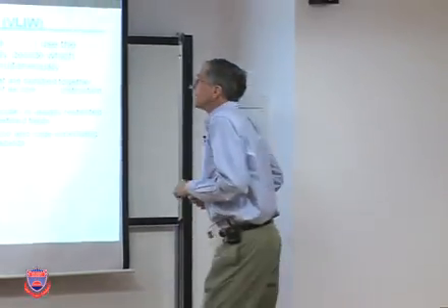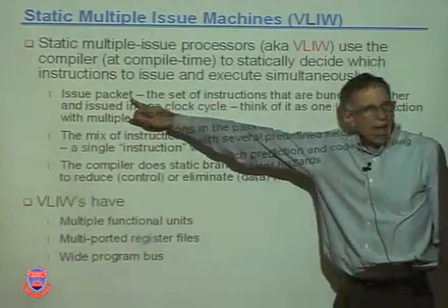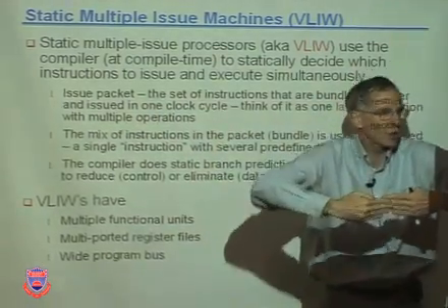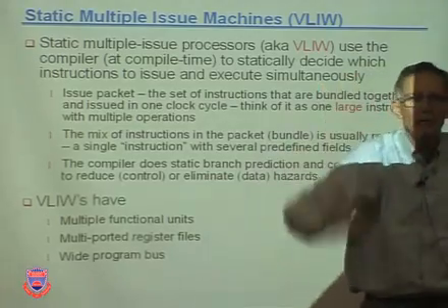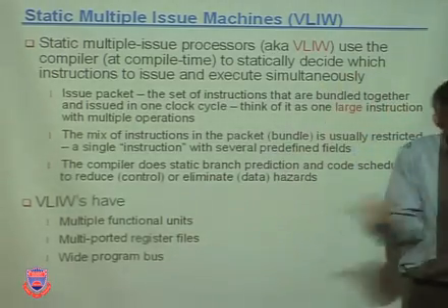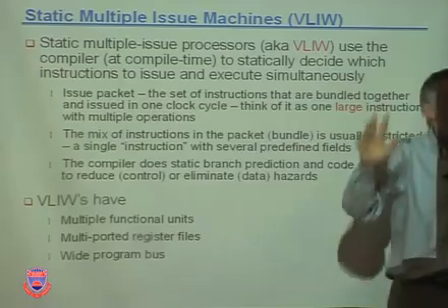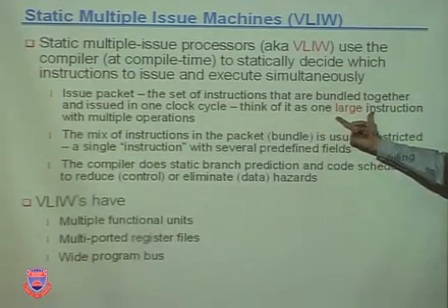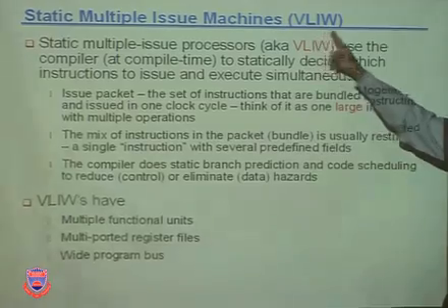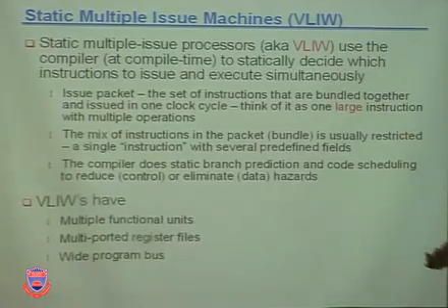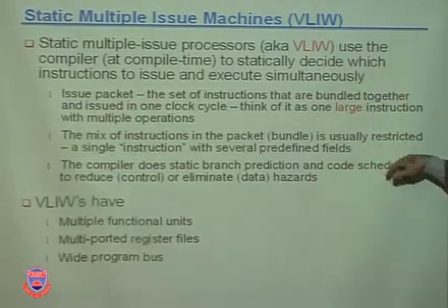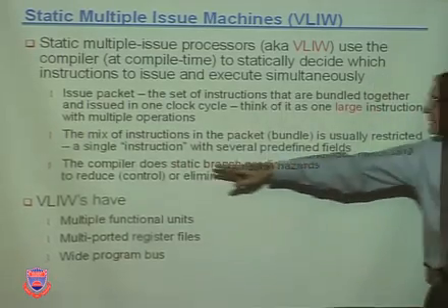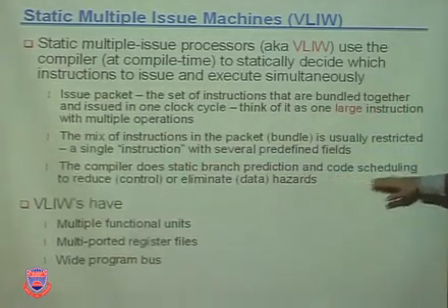So this is called an issue packet. This is the set of instructions that are bundled together in a group. You guys can run together. We've got hardware for you, and you don't have any dependencies that cause troubles. You can run together in a single clock cycle. Think of it as one large instruction. That's why they call this very long instruction word. The mix is usually restricted, a single instruction with several predefined fields. The compiler does static branch prediction and code scheduling.